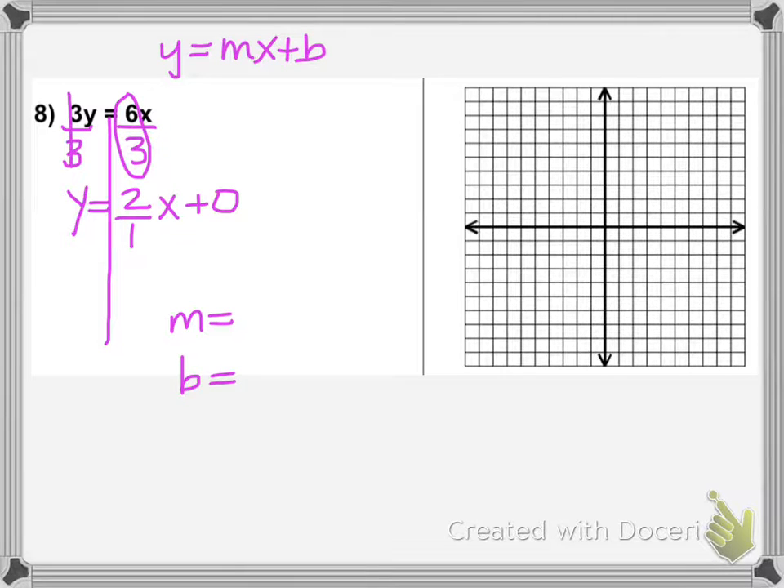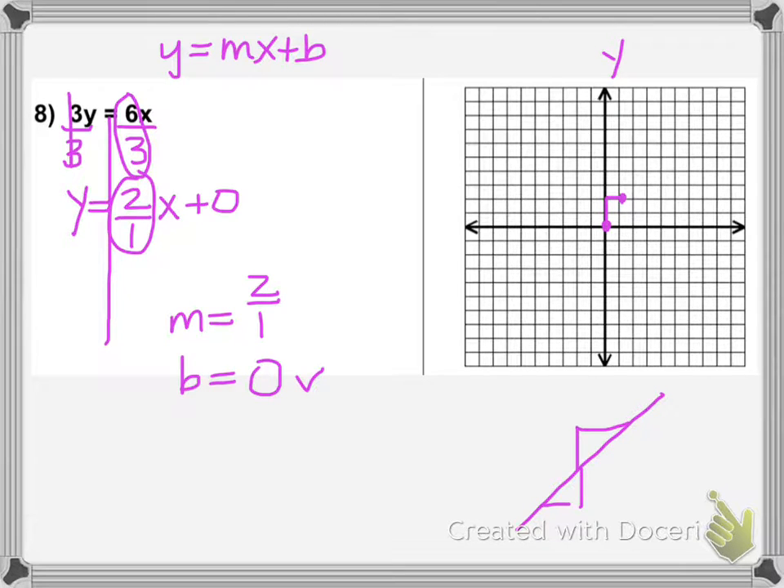Let's identify our m and our b. Our m is in front of x, that's the 2 over 1. Our b is what's added or subtracted at the end, which is nothing, so our b is 0. We're going to begin with b. On the y-axis, your y-intercept is 0. That's right at the origin. Because I have a positive slope from there, if I go up 2, I'm going to go to the right one. If I go down 2, I'm going to go to the left one. So I'm going to go up 2, 1, 2, to the right 1.